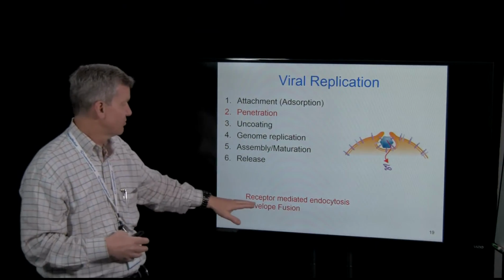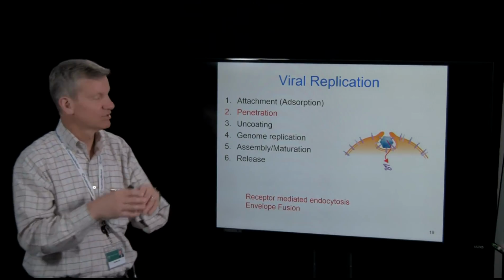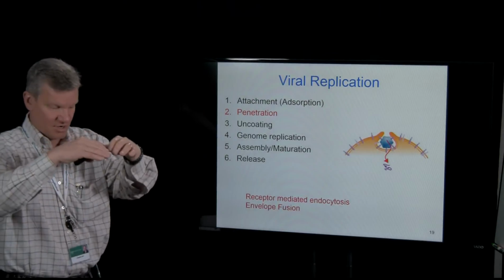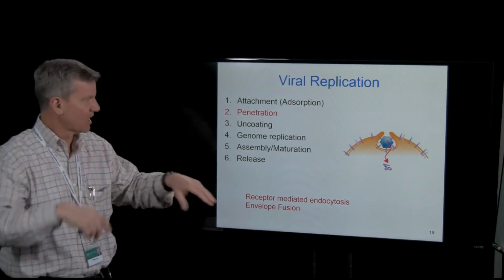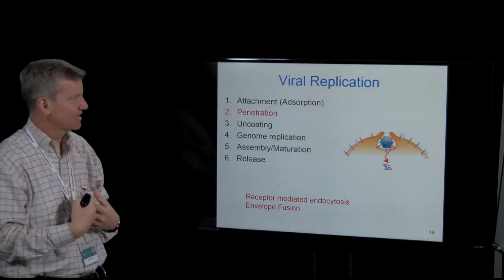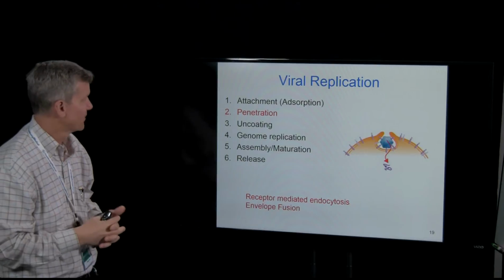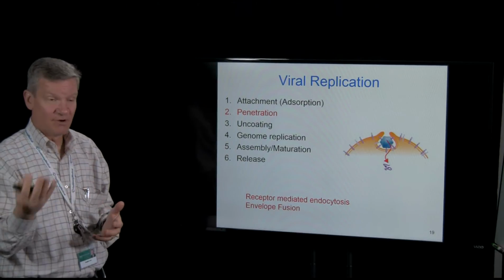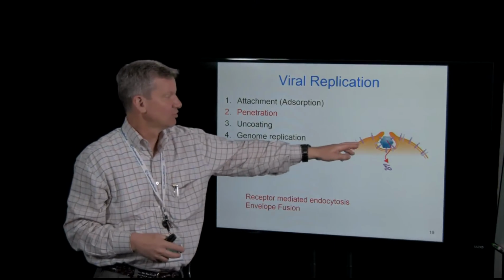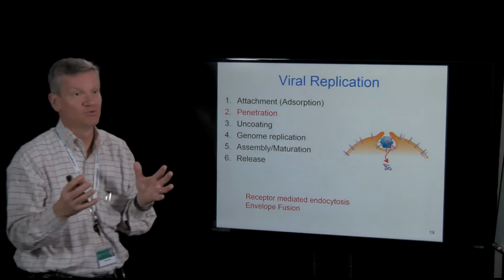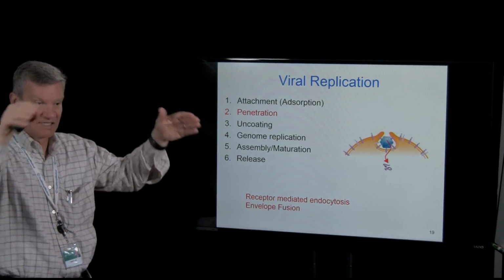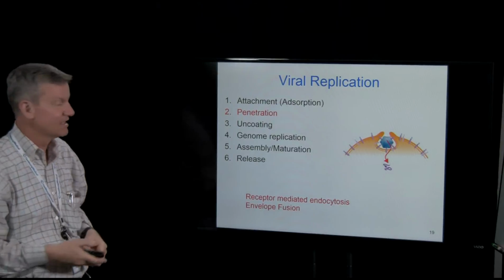Penetration can be through receptor-mediated endocytosis, so we have kind of a capping phenomenon here, where the viruses bind to host cell receptors, and then capping occurs, and the virus is taken in like an endosome. But if the virus is enveloped, oftentimes the envelopes of the host cell and the virus fuse. When they fuse, the viral envelope kind of stays on the outside, and the capsid can go directly inside the cell.